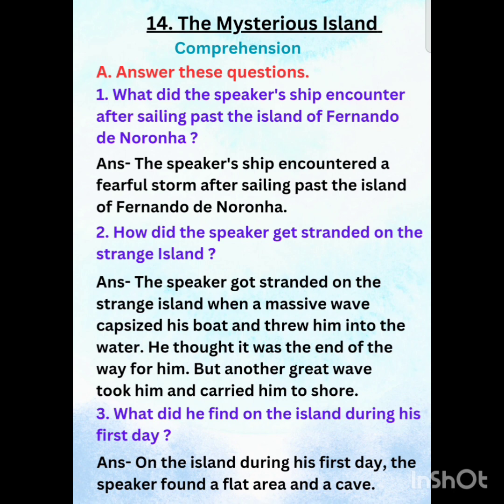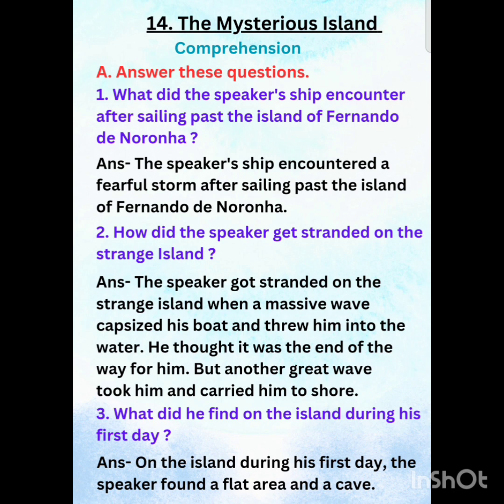Question 1. What did the speaker's ship encounter after sailing past the island of Fernando de Noronha? Answer is, the speaker's ship encountered a fearful storm after sailing past the island of Fernando de Noronha.